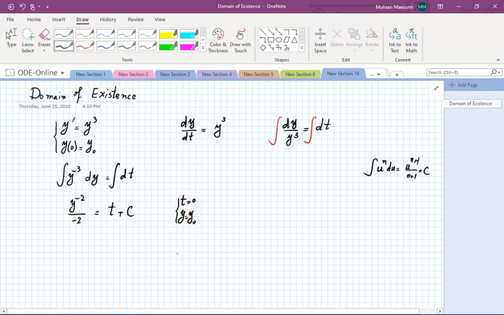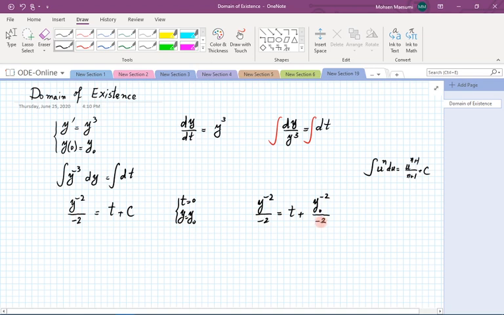Of course, all of the discussion is going to make sense if y is non-zero. So y0 is non-zero for the time being. Then we are going to consider that issue later on. So I'll have y to power of minus 2 over minus 2 is equal to t. By putting these entries in this equation, I get that c is y0 to power of minus 2 over minus 2 again.